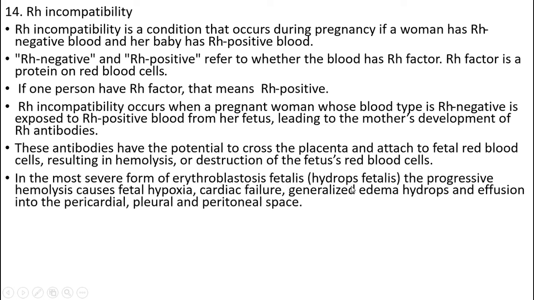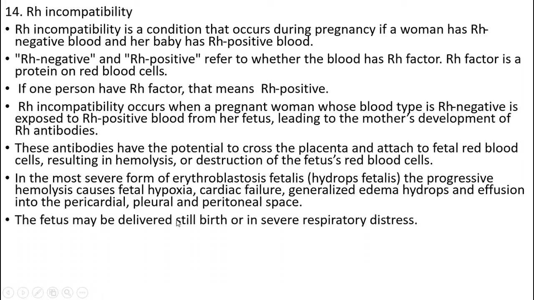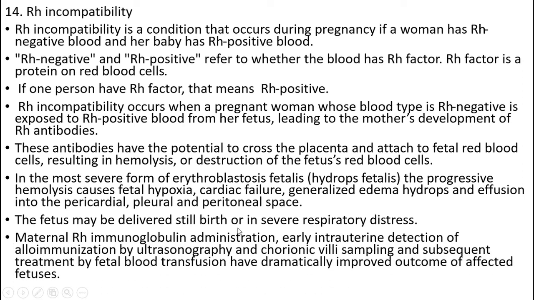In the most severe form, erythroblastosis fetalis, the progressive hemolysis causes fetal hypoxia, cardiac failure, generalized edema, hydrops, and effusion of pericardial, pleural, and peritoneal space. Fetus may be delivered stillborn or in severe respiratory distress. Maternal Rh immunoglobulin administration, early intrauterine detection of alloimmunization by ultrasonography and chorionic villus sampling, and subsequent treatment by fetal blood transfusion have dramatically improved the outcome of the affected fetus.